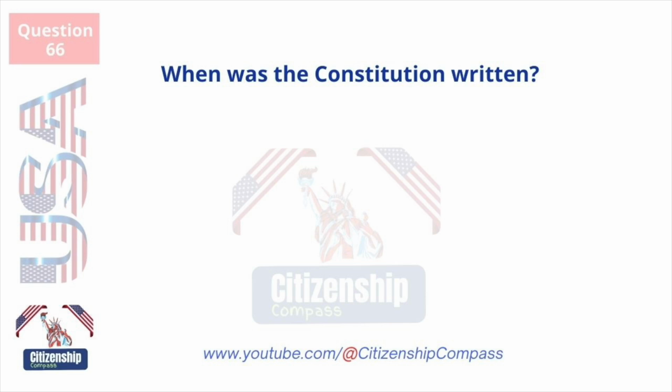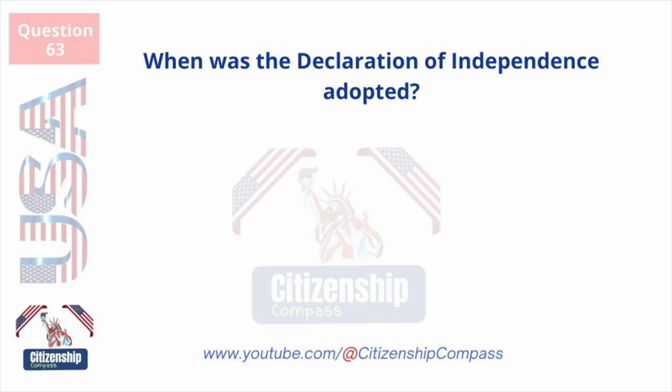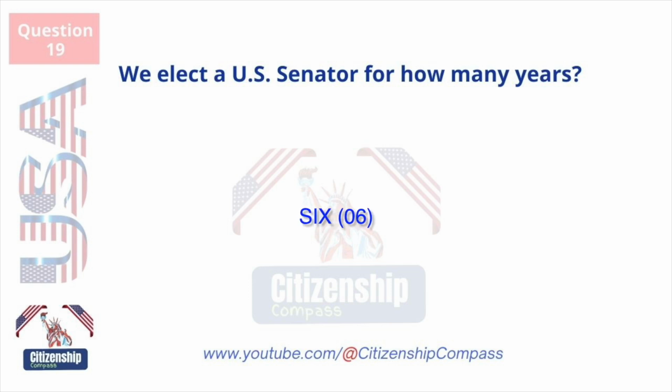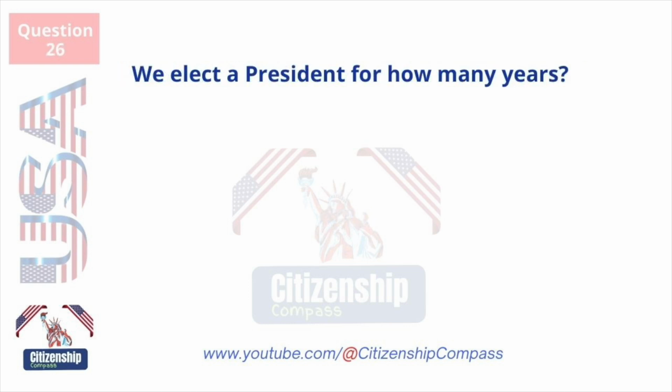When was the Constitution written? 1787. When was the Declaration of Independence adopted? July 4th, 1776. We elect a U.S. Senator for how many years? 6. We elect a president for how many years? 4.